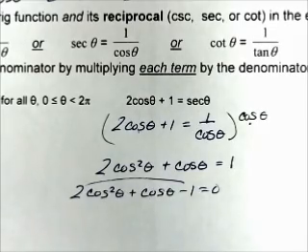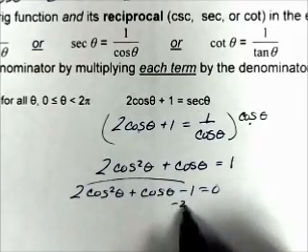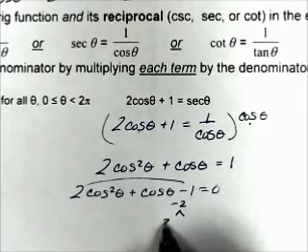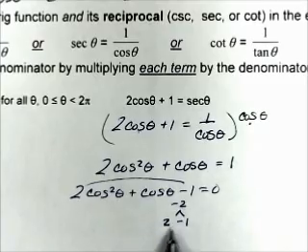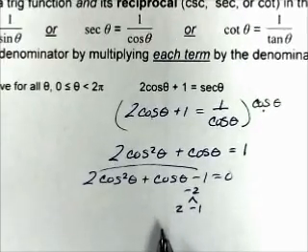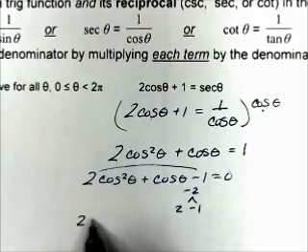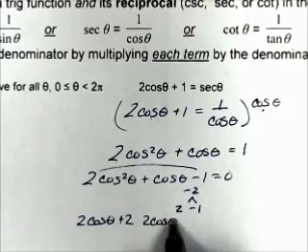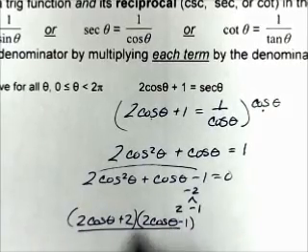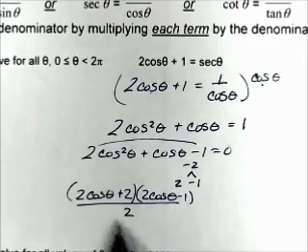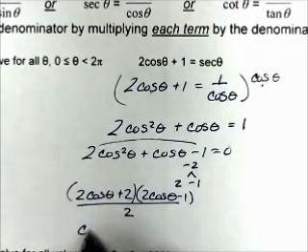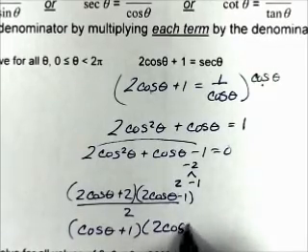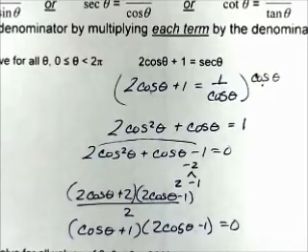Try factoring. 2 times negative 1 is negative 2. The factors of negative 2 that add to 1 are positive 2 and negative 1. Multiply to be negative 2, add to be positive 1. So we have 2 cosine theta plus 2, 2 cosine theta minus 1, all divided by 2. Right, this is the middle step. And 2 goes into my first parenthesis. So we're left with cosine theta plus 1 times 2 cosine theta minus 1 equals 0. So here's our factorization.